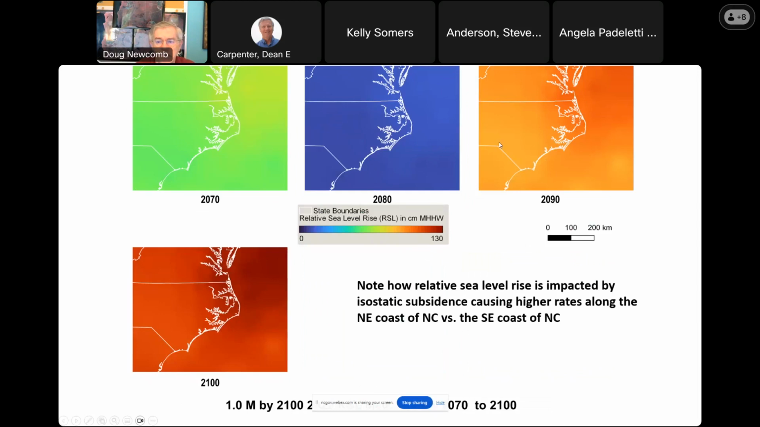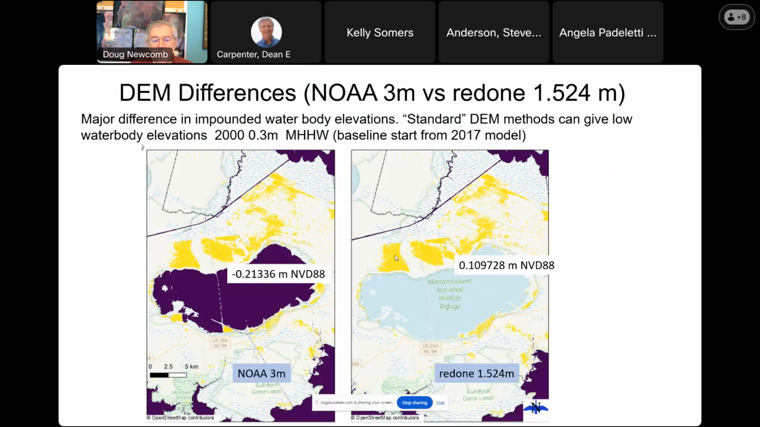And as you go through all the way to 2100 here, you'll notice that my scale goes up to 130 centimeters. That's because even though it's a 1 meter sea level rise, North Carolina is one of those lucky places where the sea level rise is actually going to be higher than the global average of 1 meter. So back to the DEM.